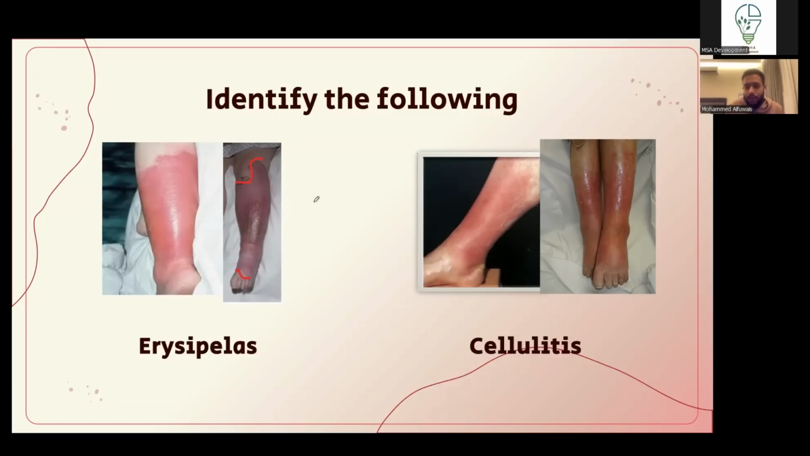Clinically, how will they present? Both of them will have fever, pain at this area, erythema, and swelling of this area. Both of them will present the same. However, when you look at the skin lesion, the most important demarcation point is the borders. Okay.